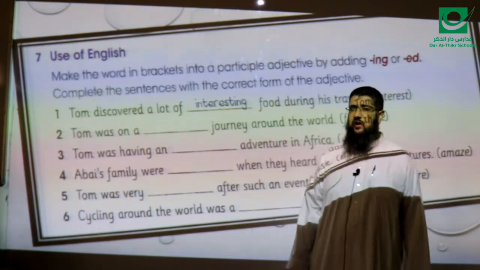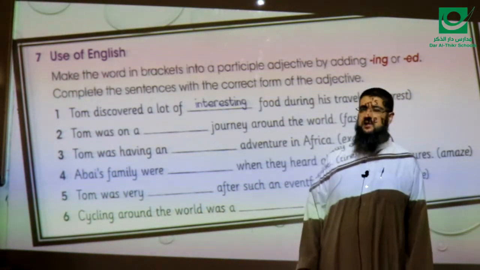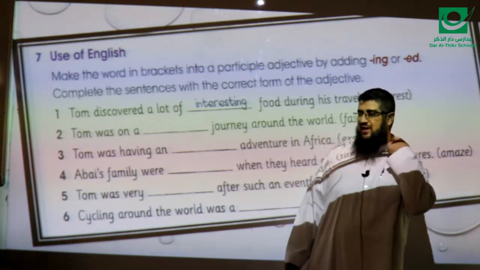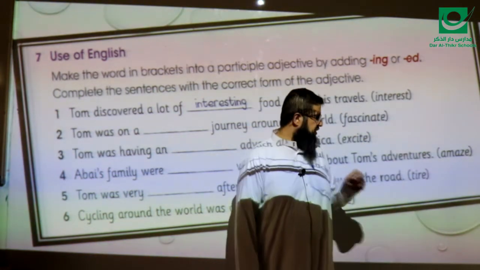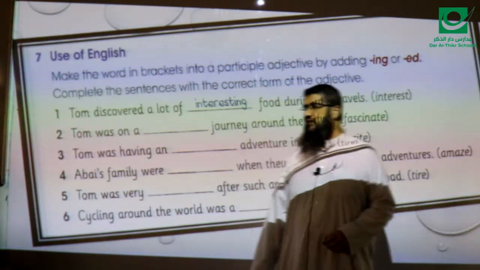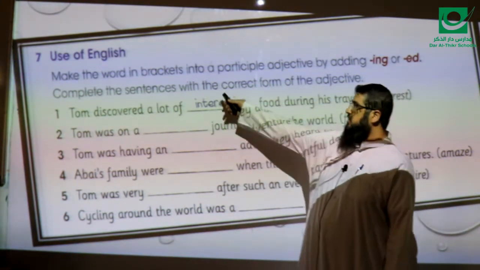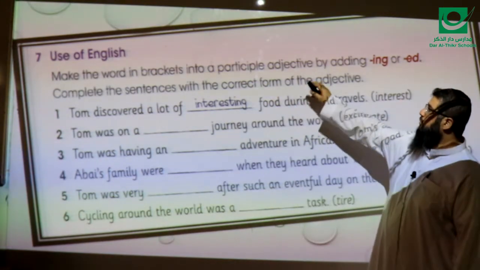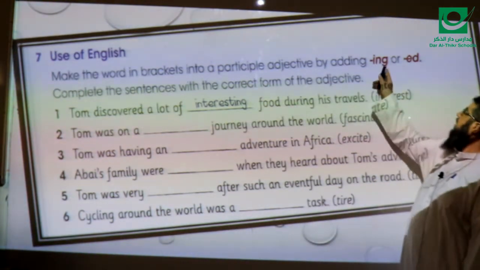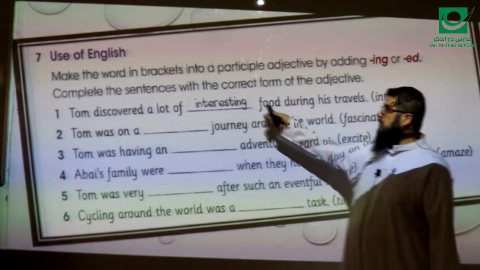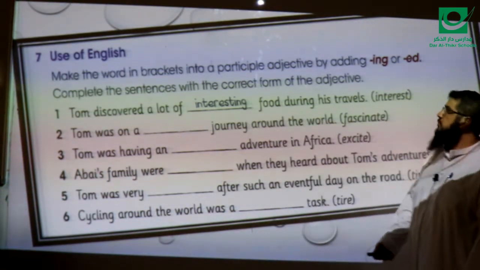If you remember, last time I stopped at exercise number 7, Use of English, because it really needs your attention to understand this. It's easy, but you should pay attention. Make the words in the brackets into participle adjectives by adding ing or ed. Complete the sentences with the correct form of the adjectives.